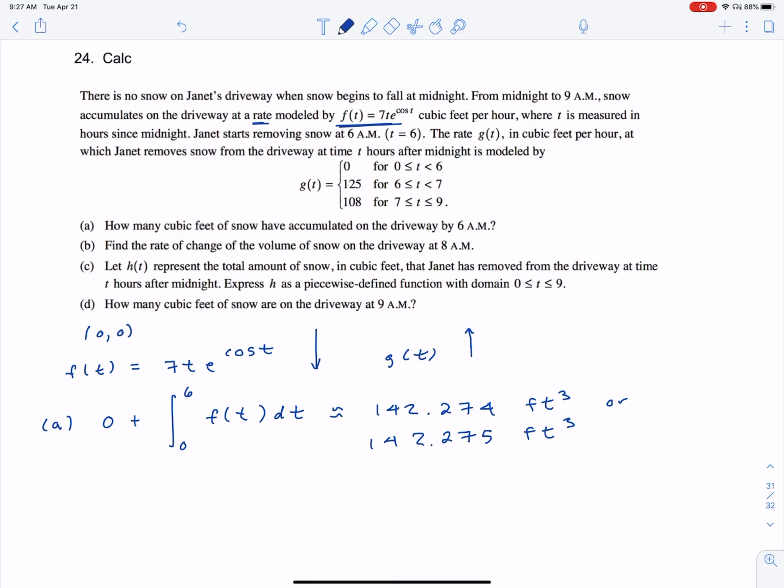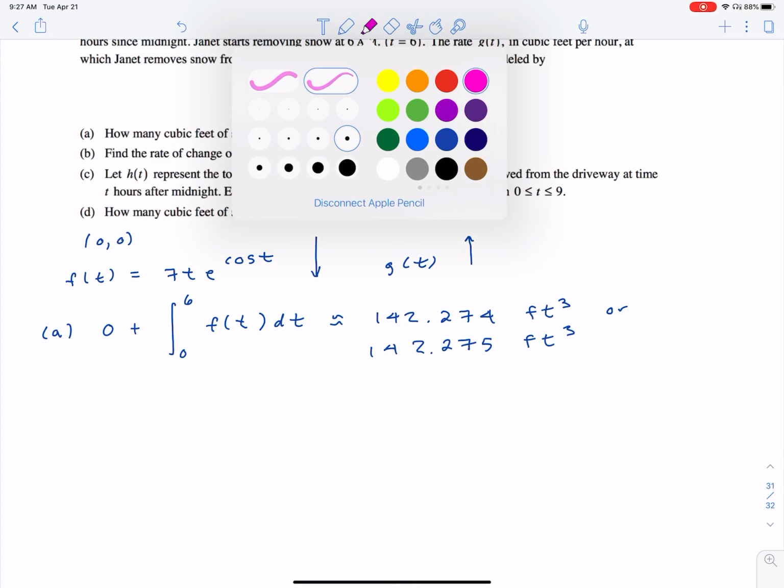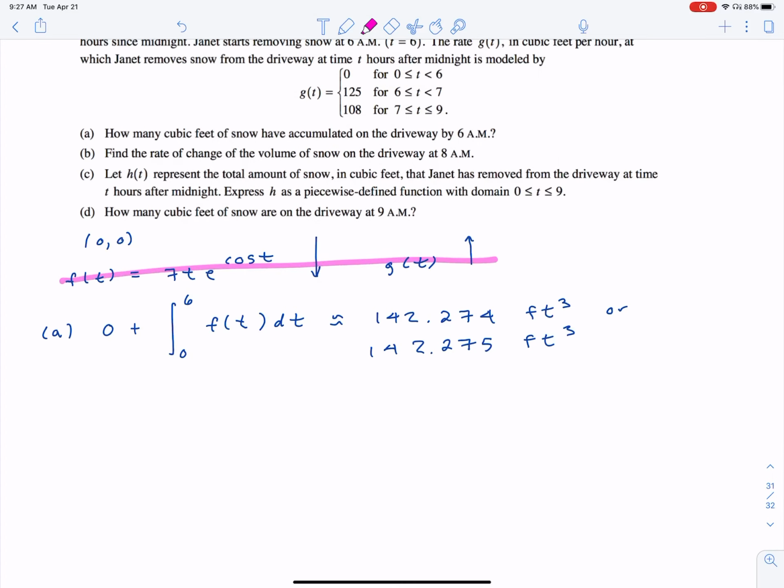Find the rate of change of the volume of the snow on the driveway at 8 a.m. So we're looking for the rate of change of the volume of snow, so now this is a little different. And this is kind of why I emphasized this piece right here, this line that I wrote. The reason is, now we're looking at the rate of change of the volume of the snow. Well, we have to look at two things. We have to look at the rate of change at which the snow is building on the ground, right? But also she's removing snow. So there's snow going in, there's snow going out. So what I have to do is take those two together and combine them.